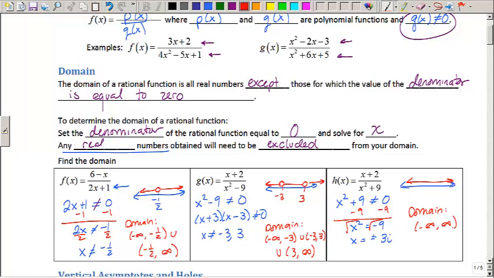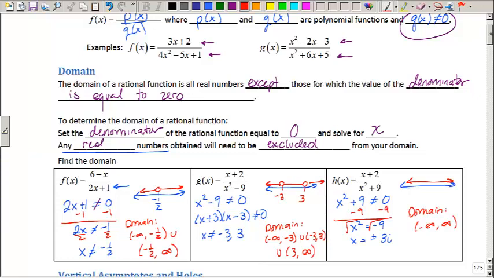Which, if you think about it, kind of makes sense. If I plug any x value into the denominator, if I square it, I get something 0 or positive. And if I add 9 to something 0 or positive, I can never get back to 0. I'm taking something non-negative, I'm adding something to it. I'm never going to get 0 in the denominator. Therefore, my domain is all real numbers.